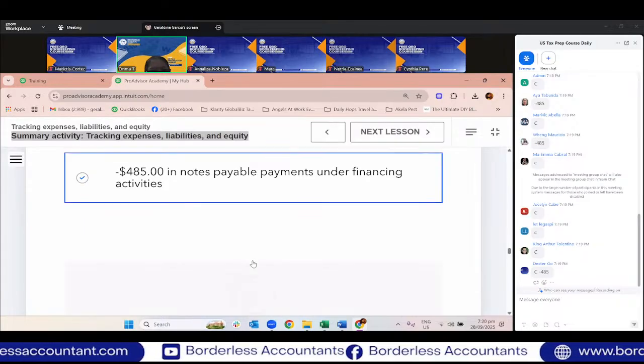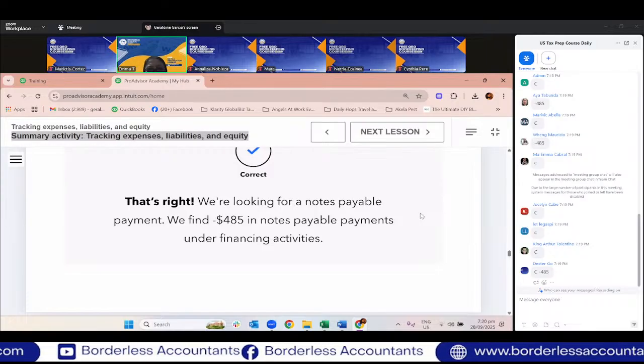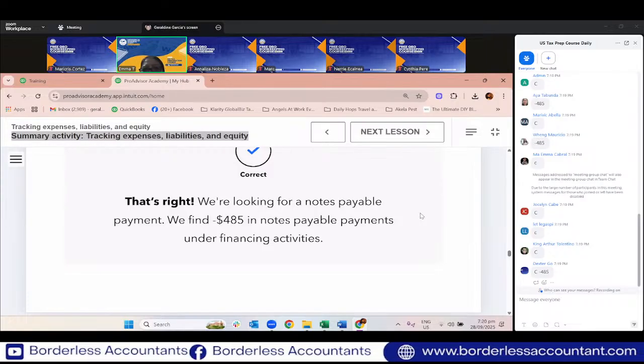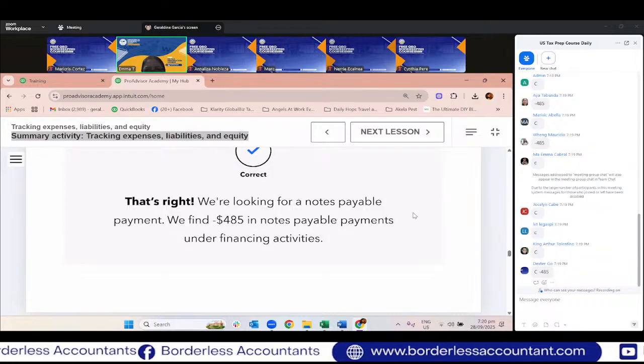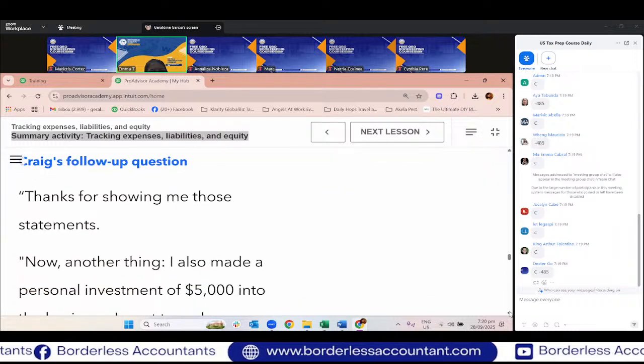Can we submit? Okay, that's right. We're looking for a notes payable payment. We find 485 in notes payable payments under financing activities. So let's go to the next game, please.